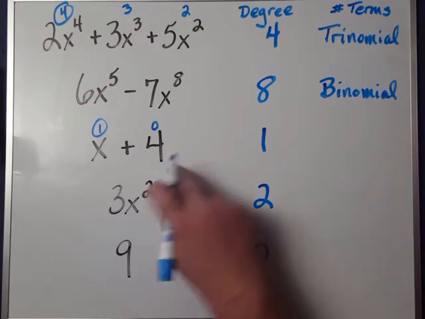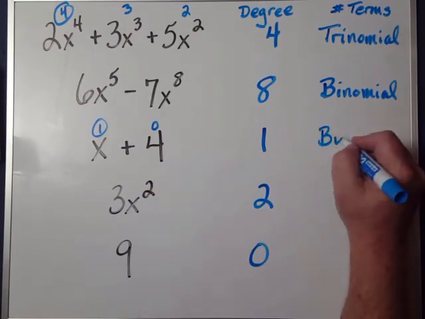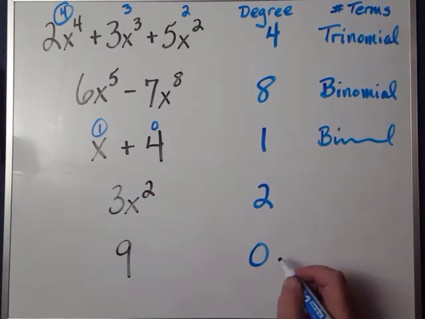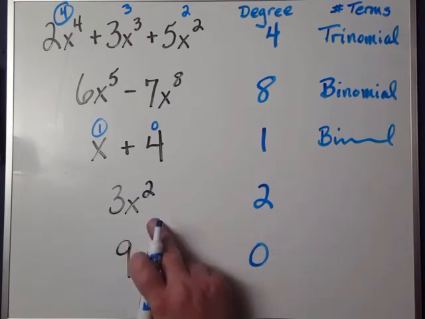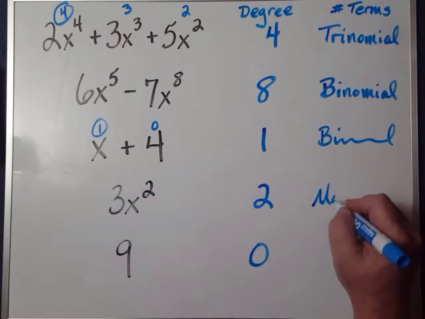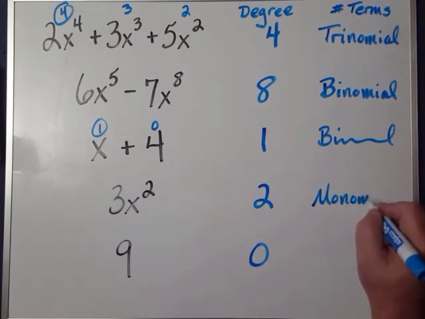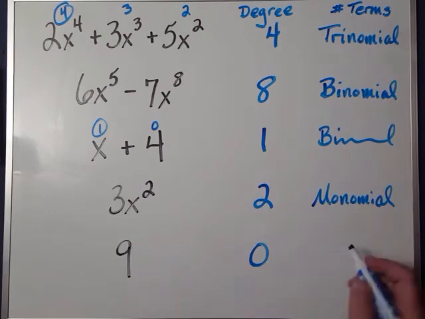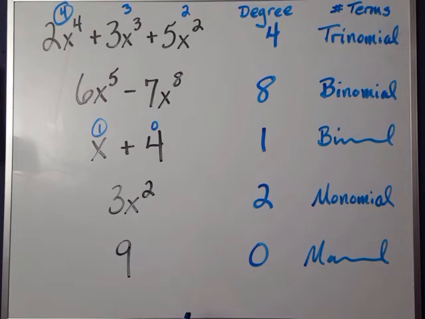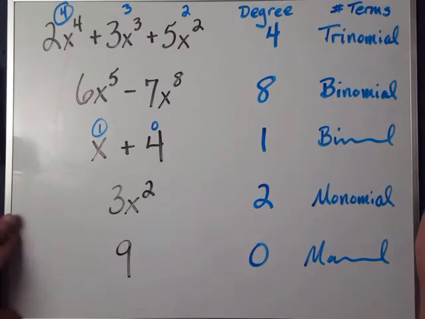Third one down, also 2 terms, also a binomial. Next to last, we have a single term. One term is a monomial. Likewise, a single term here at the bottom, this is also a monomial. So now we can classify these polynomials as to their degree and as to their number of terms.